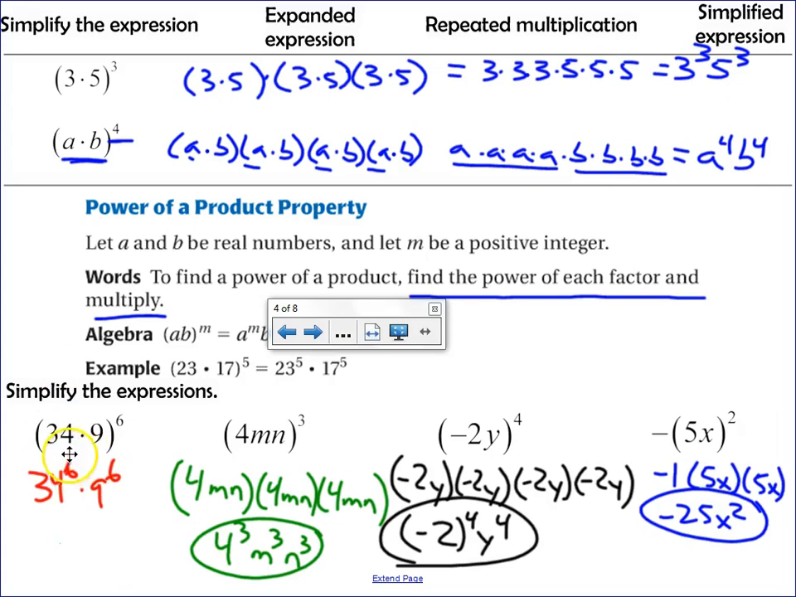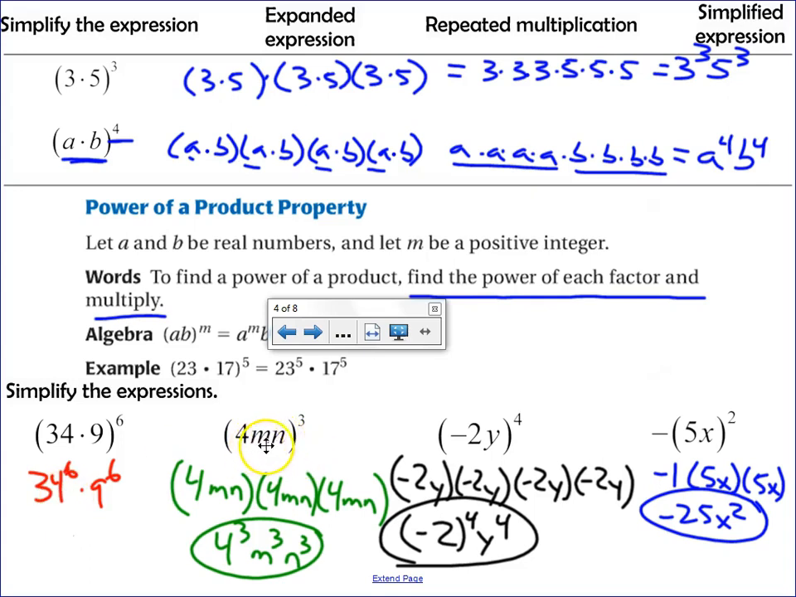First example, I have 3 to the 6th power times 9 to the 6th power. You're probably wondering, well, why didn't we multiply first and then take it to the power of 6? That would give us an equivalent expression. We're just showing you here that each factor gets multiplied that many times.